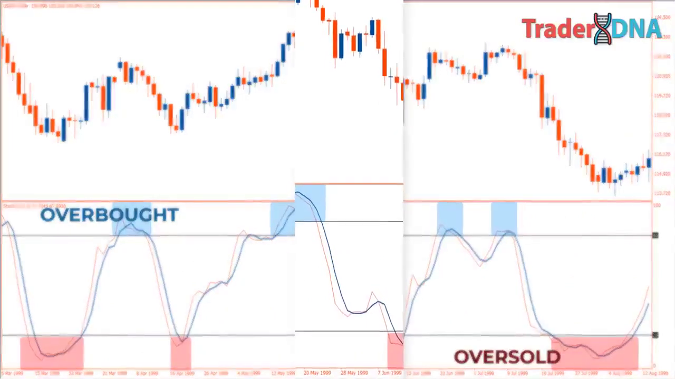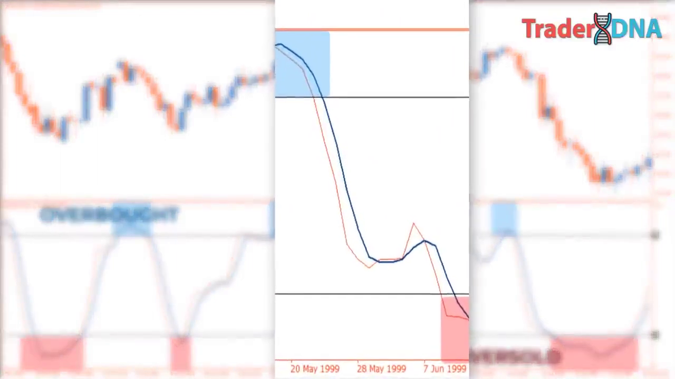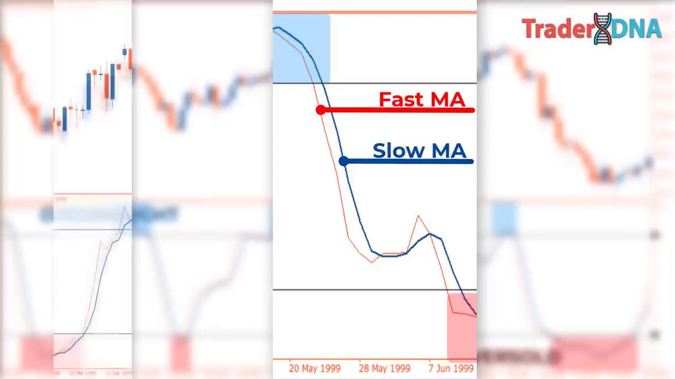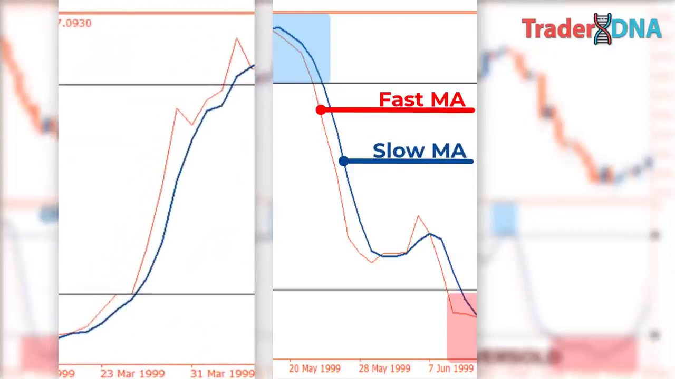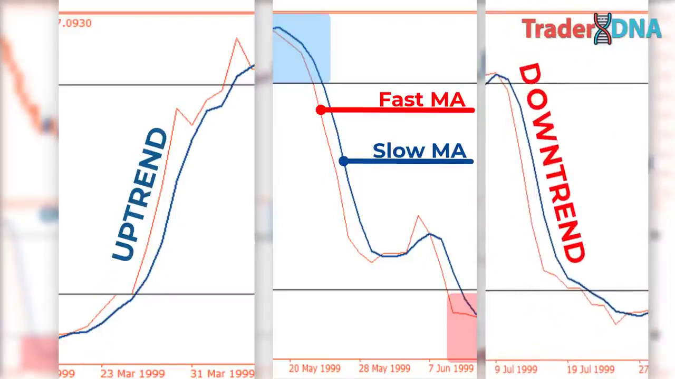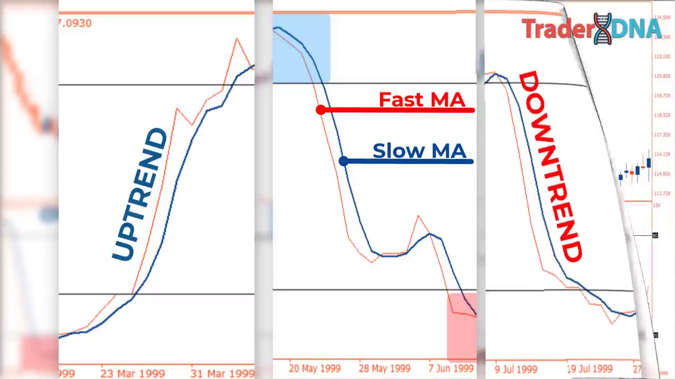The stochastic indicator comprises two curves: the fast-moving average, indicated with red color here, and the slow-moving average, represented by the blue line. When the red curve is positioned above the blue curve, it signifies an uptrend, while if the red curve falls below the blue curve, it indicates a downtrend. Many traders employ this technique for timing their market entries and exits.